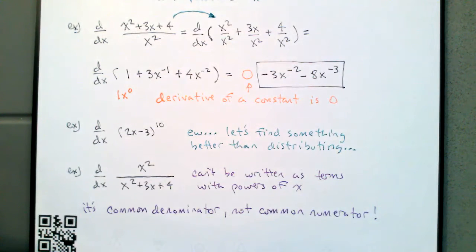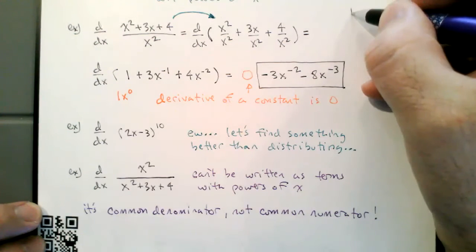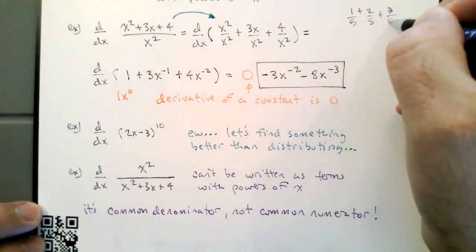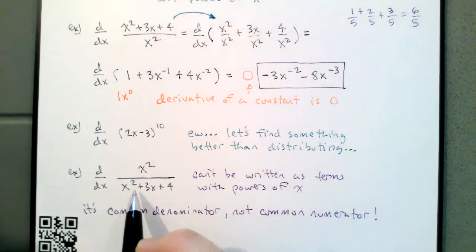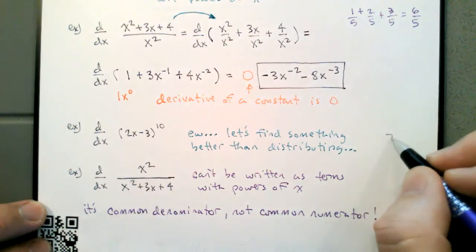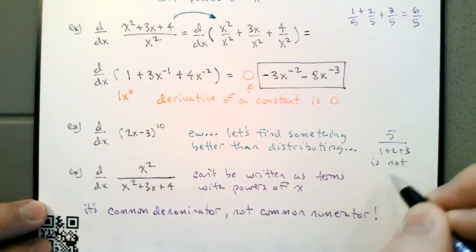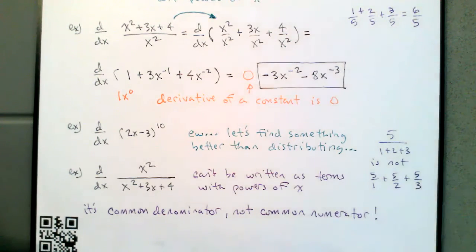Any questions? So just for clarification, up here, we're saying something like 1/5 plus 2/5 plus 3/5 is 6/5. But I can't write this where the 5, or we'll just switch those roles and write 5 over 1 plus 2 plus 3 is not 5 over 1 plus 5 over 2 plus 5 over 3. So that's what I mean by it's common denominator, not common numerator.